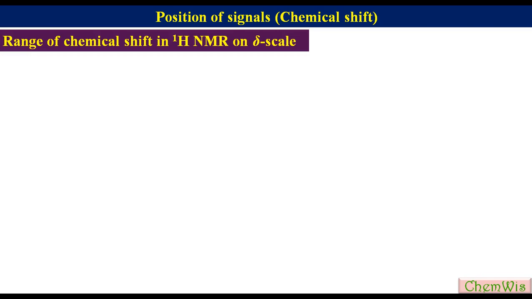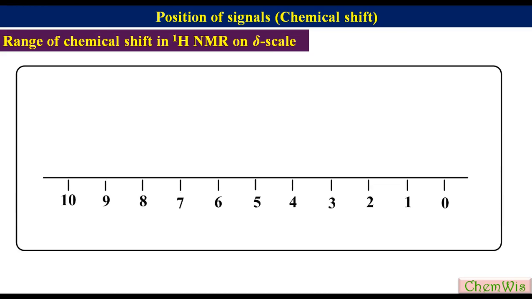Range of chemical shift in 1H NMR on delta scale. The chemical shift in proton NMR on delta scale ranges from -10 to 30 ppm, but the majority of organic compounds have their chemical shifts between 0 to 10 ppm. By convention, the delta scale runs from right to left with increasing values, and the chemical shift of TMS is designated as 0.